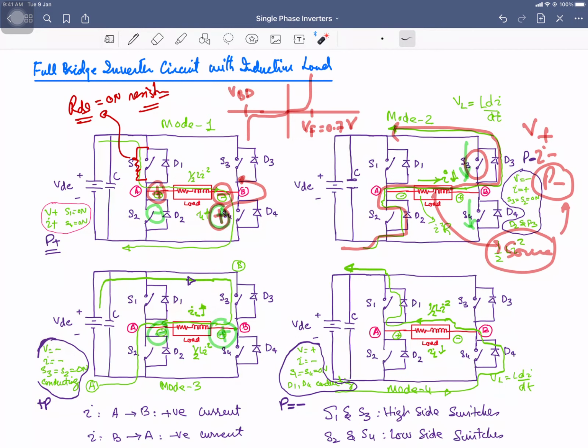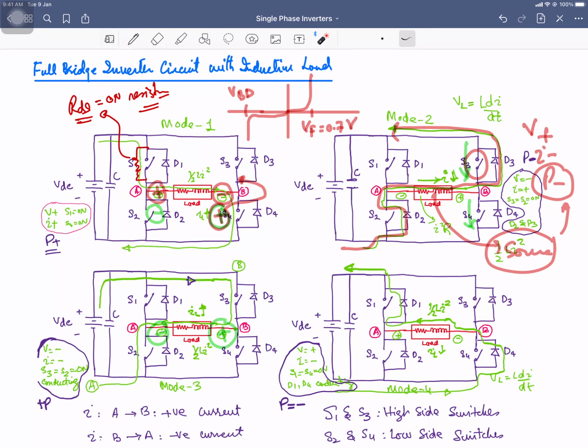So what about your power? Power is the product of the voltage and the current. So the power is again positive. What that means is that power is being delivered from the source to your load, right, through these switches, and these switches are conducting in the downward direction. Considering the MOSFET, from drain to source is the flow of the current, right.